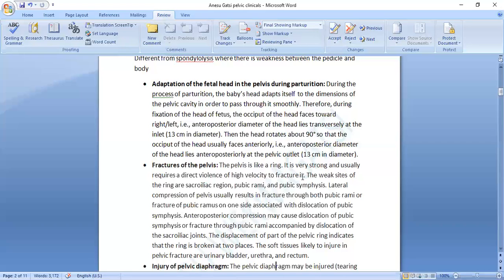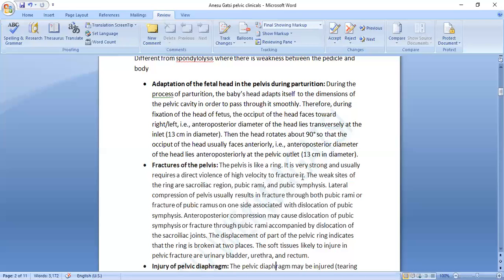So if you have anterior posterior compression, you may have dislocation of the pubic symphysis, and dislocation of the pubic symphysis may have effects that will affect the bladder. We'll come to that towards the middle of this presentation. So that's the anterior posterior compression, and we talked about the bladder and the urethra that are more likely to be injured. Then the rectum will also be one of the structures that will more likely be injured.